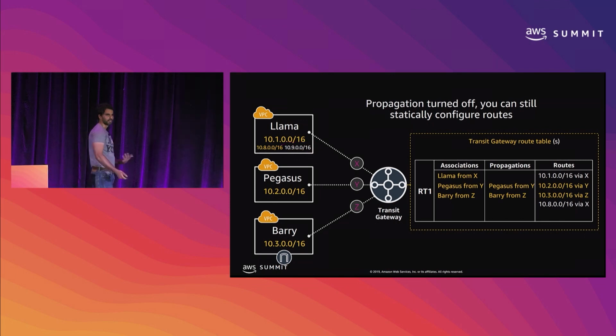So this is just a very simple example of how Transit Gateway works. You can create multiple route tables. You can isolate them. You can delete routes. You can add black hole routes and a bunch of other stuff. I have a link in there if you want to read more about it.